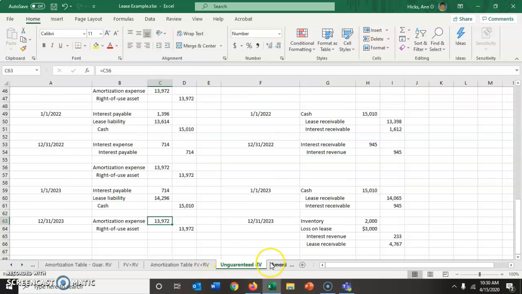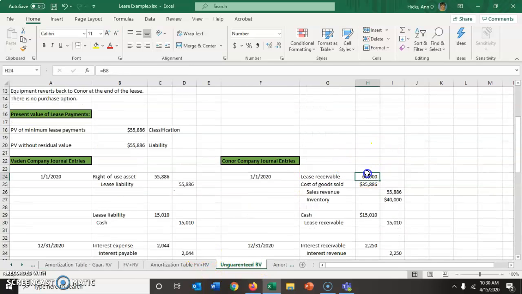Okay. Now, for the lessor, it's a little different because now the lessor is the one who is at risk for a decline in value of the equipment. So the lease receivable and the inventory entries are going to be the same. We're going to debit lease receivable for the full $60,000 for the lessor, because for the lessor, that residual value plays into what they get back. For the lessee, it has no impact.